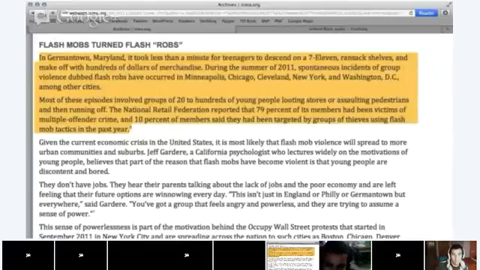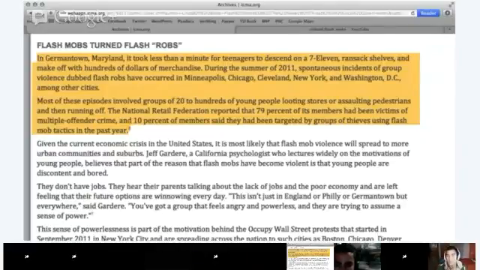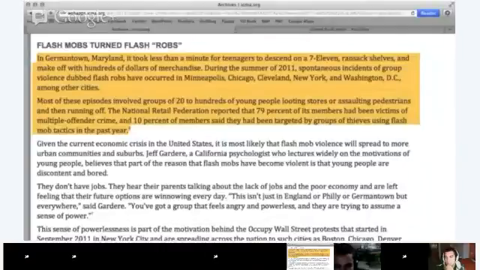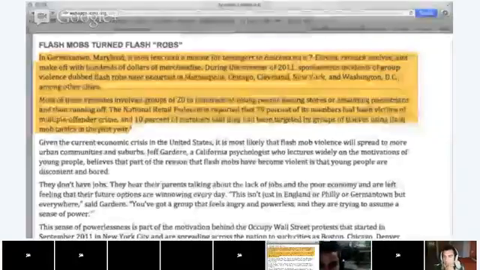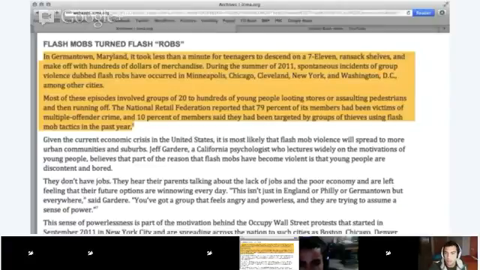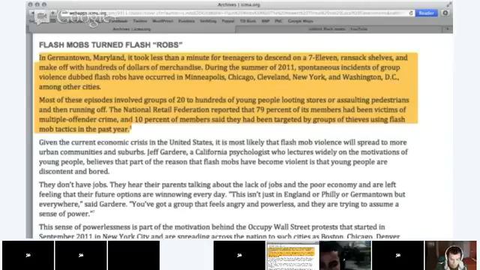In Germantown, Maryland, it took less than 1 minute for teenagers to descend on a 7-Eleven, ransack shelves, and make off with hundreds of dollars of merchandise. During the summer of 2011, spontaneous incidents of group violence dubbed flash robs have occurred in Minneapolis, Chicago, Cleveland, New York, and Washington, D.C., among other cities. Some of these episodes involve groups of 20 to hundreds of young people looting stores or assaulting pedestrians.